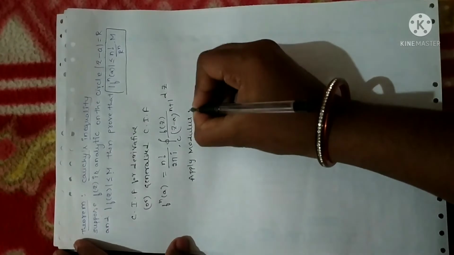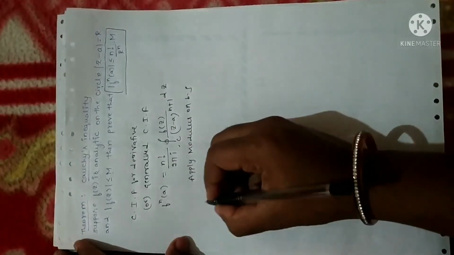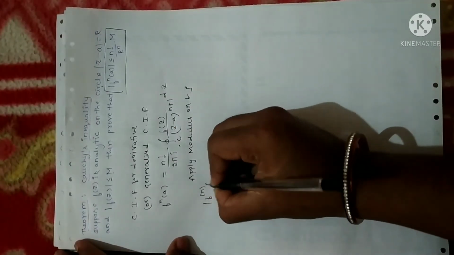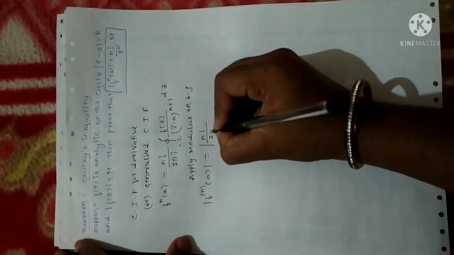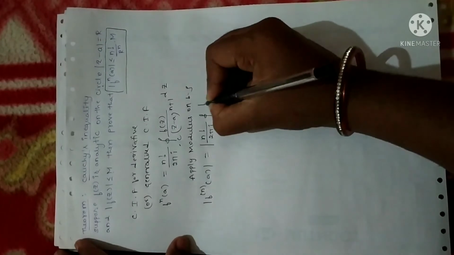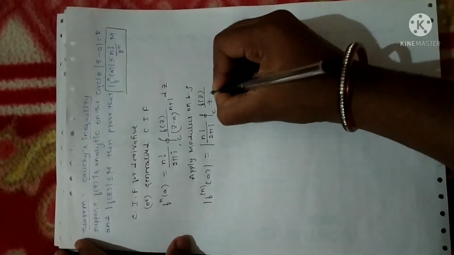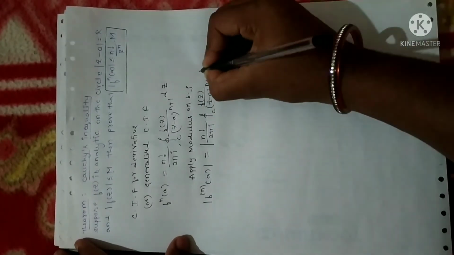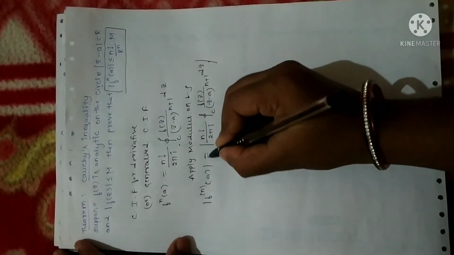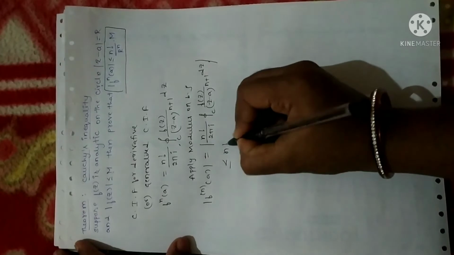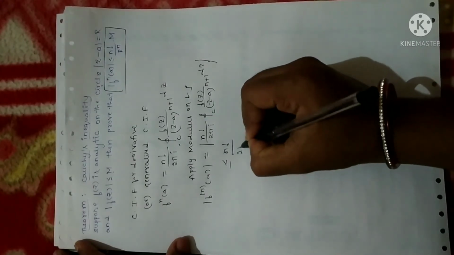Apply modulus on both sides. So what I can write is modulus of fⁿ(a) is equal to modulus of n factorial by 2πi into integral over closed curve of f(z) divided by (z minus a) power n plus 1 into dz. As I already told you, if you want to split the modulus, the equal sign will become less than or equal to. So let me write this, n factorial by 2πi.